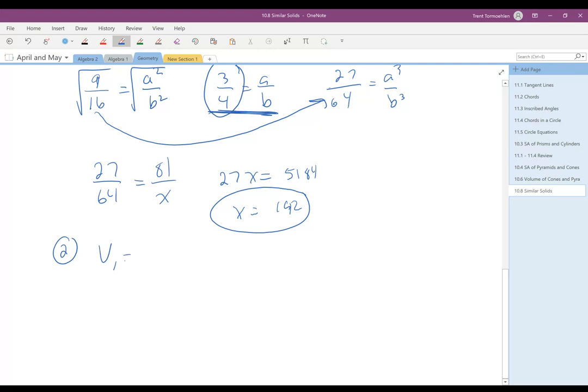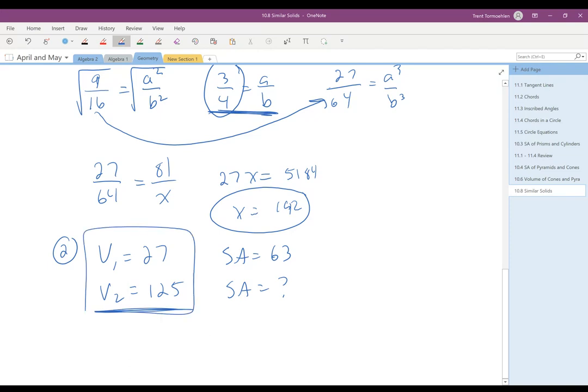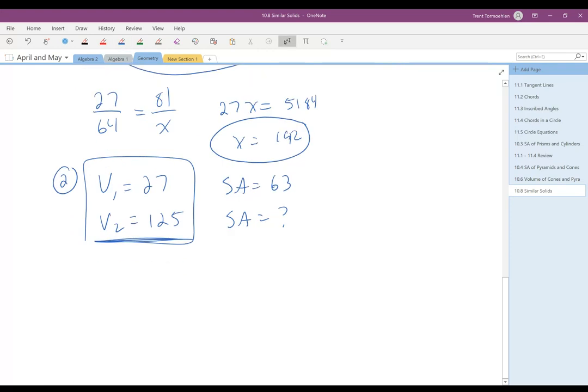The other kind of problem you'll get is where you're given the ratio of the volumes. The volume of the first one equals, let's say, 27. The volume of the second one equals 125. And you're given that the surface area of the smaller one is 63. You need to find the surface area of the larger one. You're given the actual volumes of the shapes, so you can say I know that the ratio of the volumes equals 27/125. But what that means is it equals A cubed over B cubed.